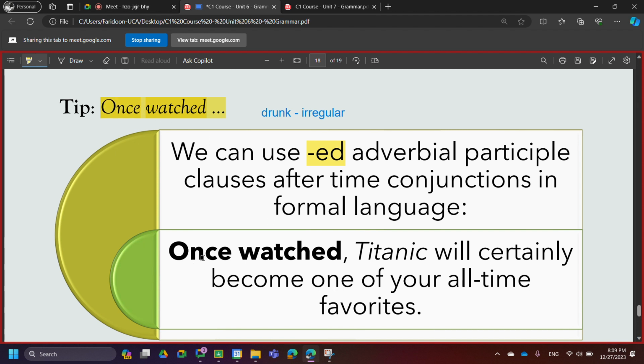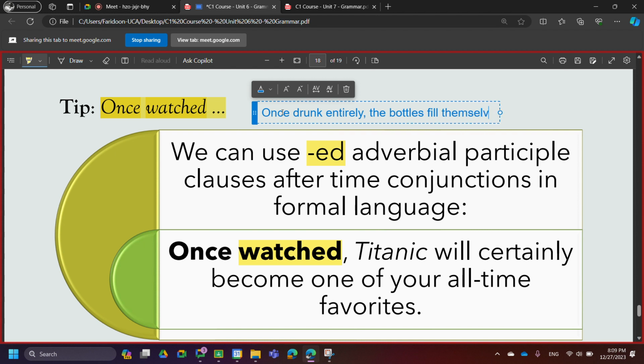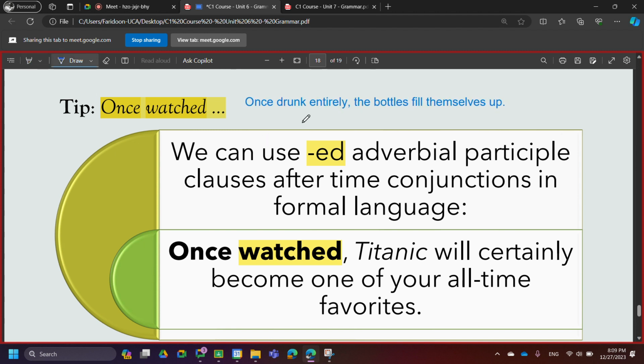If we check the examples: "Once watched, Titanic will certainly become one of your all-time favorites." So it's saying that once you watch it, or immediately when you have finished watching the movie, it will be your favorite, right? You can even make a sentence using "drunk." You can say, "Once drunk entirely, the bottles fill themselves up." So it means that once the bottles have been drunk entirely, they start to fill themselves up. It doesn't need a person or any humans. Maybe the bottles have some sort of machine inside them, but they just fill up by themselves. So this was another example of it as well.